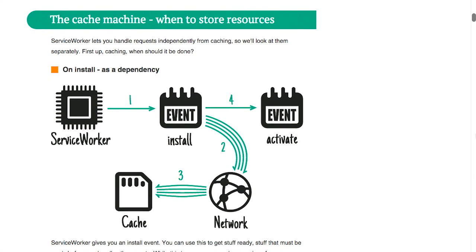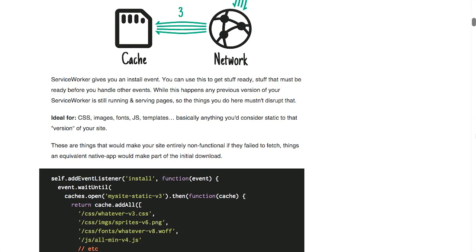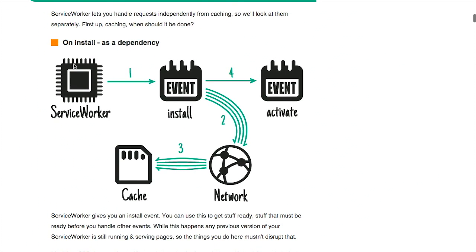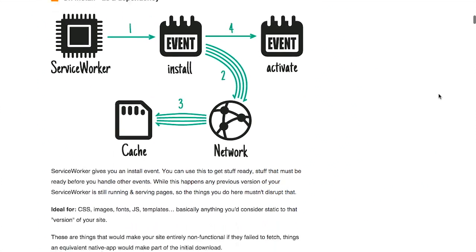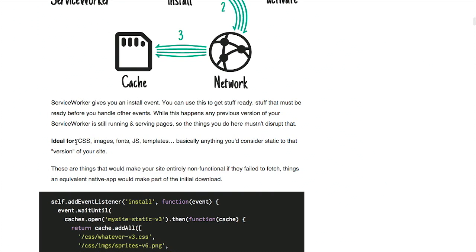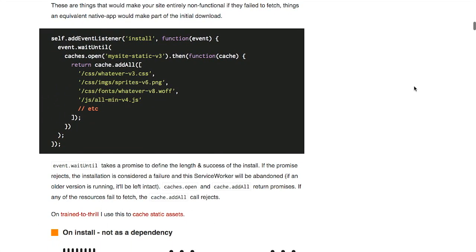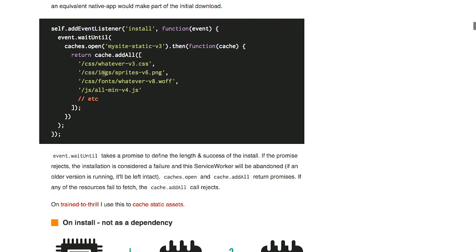Now, what's great about this particular post is it tells you when you would want to use these different methods. For example, this one on the installation of an application. This is ideal for CSS, images, fonts, JavaScript, and templates, basically anything you'd consider static to that version of your site. So what happens is you go to the site, the service worker goes, the install event happens, it reaches out to the network, grabs what it needs, puts it inside of the cache, and then the activate event is fired. Now, this is the code that makes that all work.